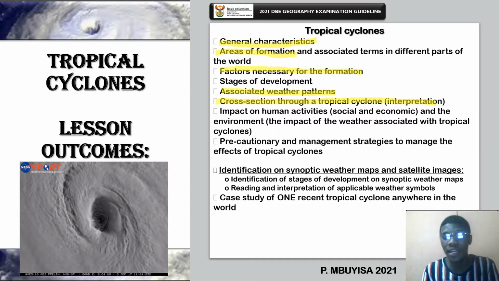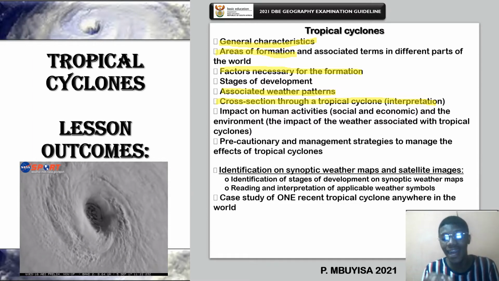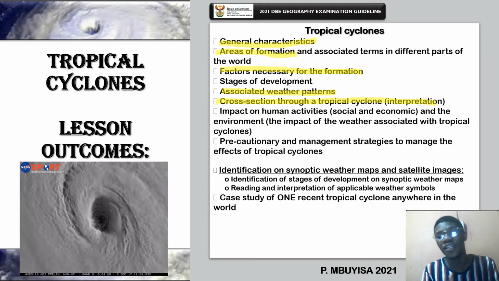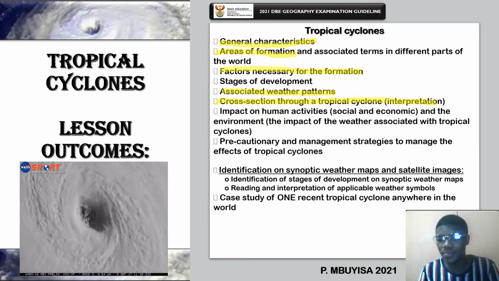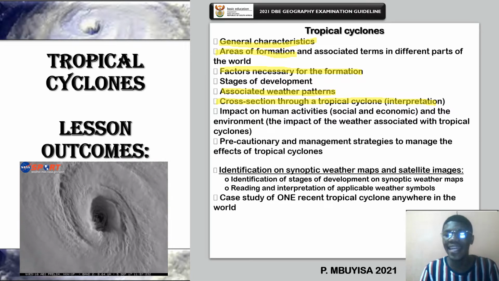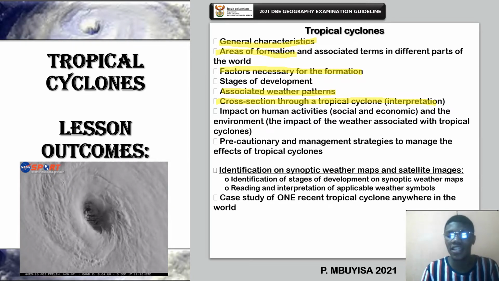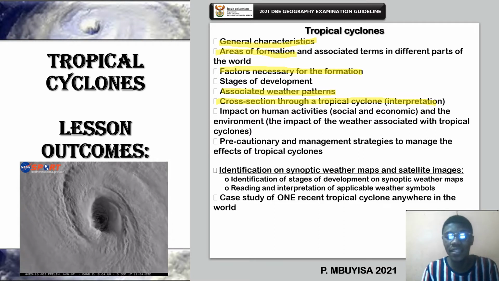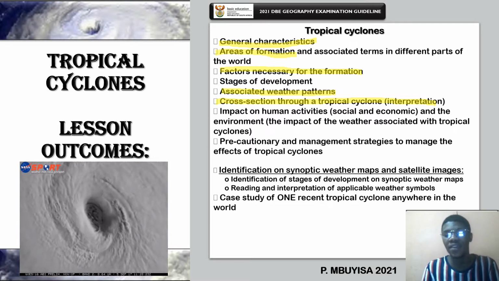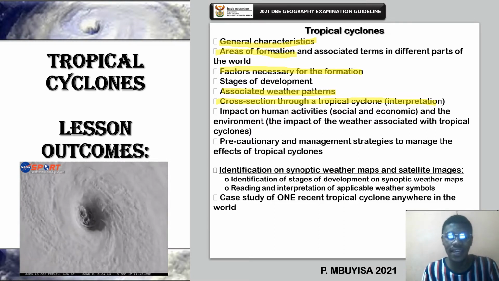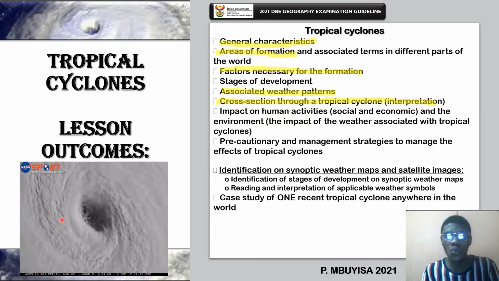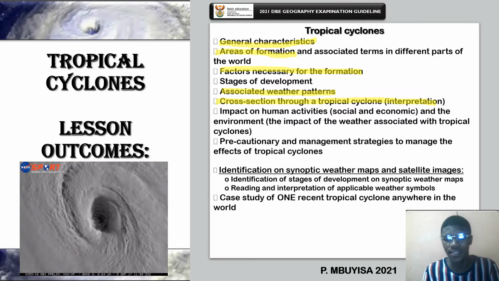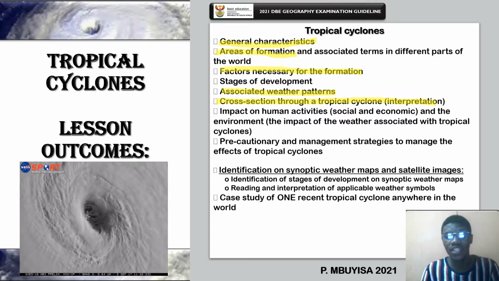Remember, in a synoptic weather map, they will be demarcated by the eye. We'll do a question on that. And we must also be able to show how these systems are arranged in a satellite image. You'll be able to study the satellite image. They'll always ask you in which hemisphere it is in. So you look at the circulation of the air, so that you know in which hemisphere the system is. So those are some of the important things that you need to know.